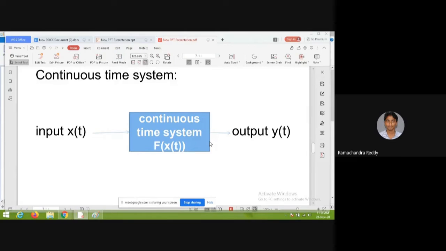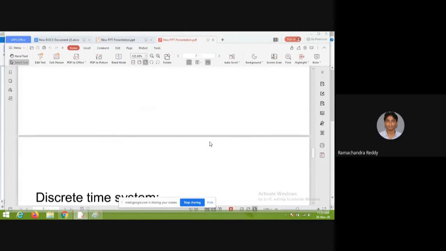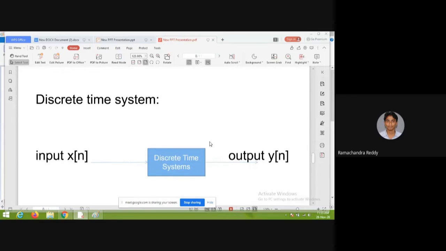Similarly, for the discrete time system, the corresponding input and the corresponding output are also discrete in nature. So some transformation of input x of n is what gives you the corresponding response y of n here.